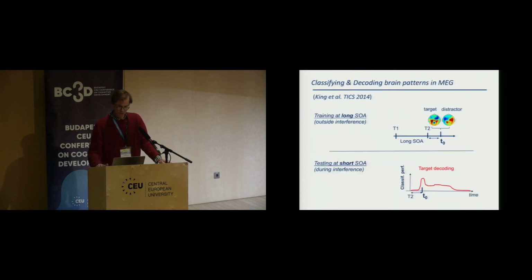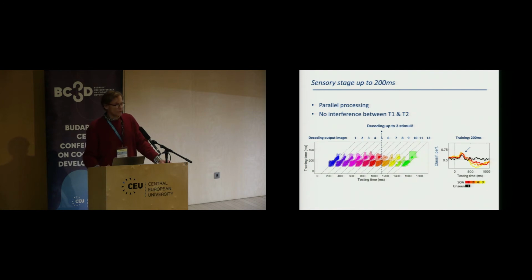Now, if you look at 200 milliseconds and you look at the decoding performance according to SOA, you see that the decoding performance, whatever the SOA, so the lag between the T1 and T2, is about the same. So it's the colored curves, sorry. And even if you look at trials that will be missed, so the blink trials, which is the black curve, the decoding performance is the same, suggesting that during this window, there is no interference between the two tasks.